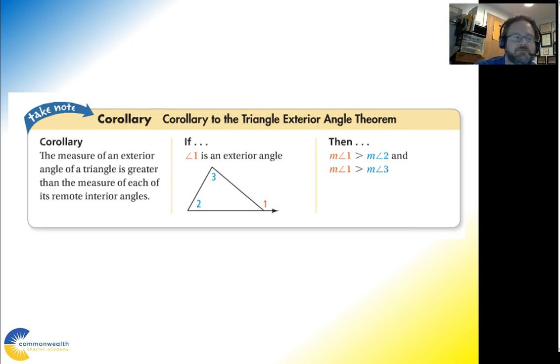So that one's kind of straightforward, although there's a formal proof for it. Basically, that exterior angle is going to be greater than the measurement of angle 2, as well as the measurement of angle 3, individually.